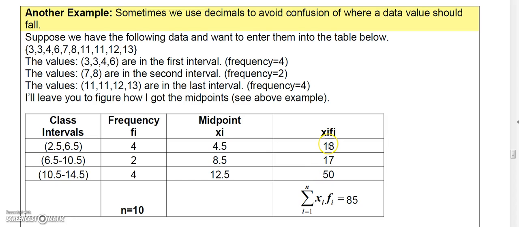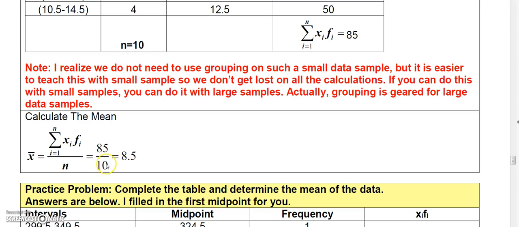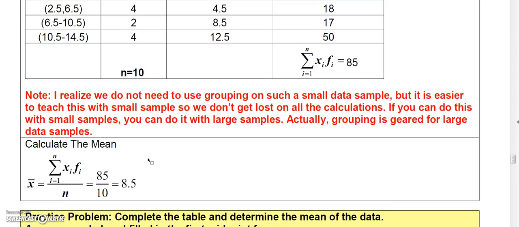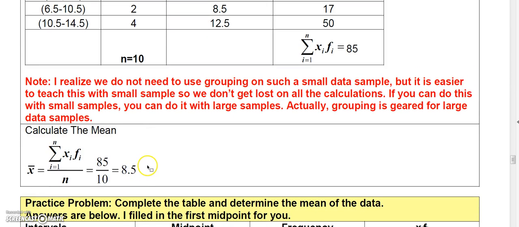Now, then of course we add these together, 18 plus 17 plus 50, and get 85. And then finally I divide that by 10 to get a mean of 8.5. Now you might be surprised how close the mean is to the actual mean.